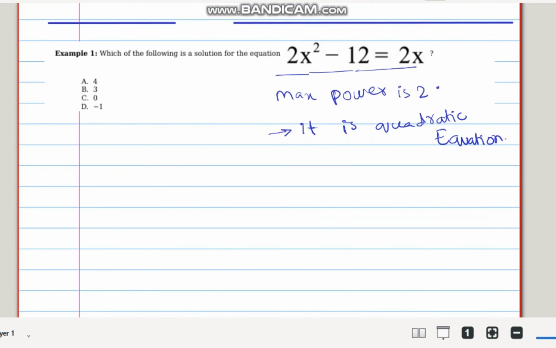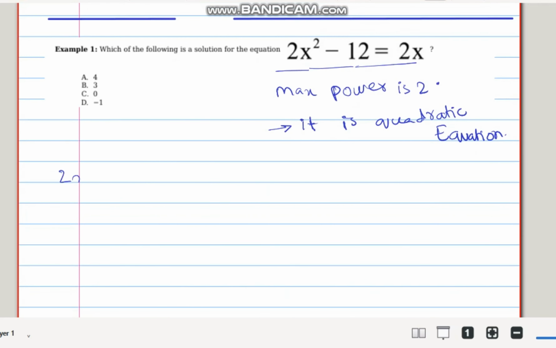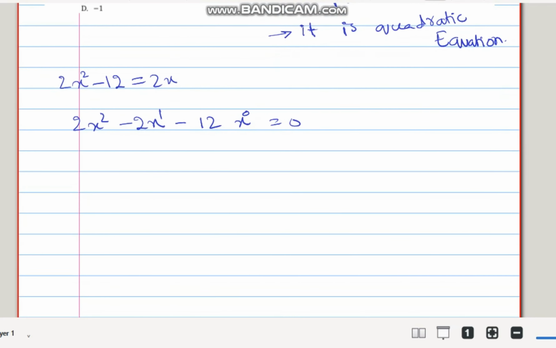Now let me write the equation. If you see the equation in this form, it is not the good form for a quadratic equation. Quadratic equations are generally presented in this form: 2x squared minus 2x minus 12 equals 0. I want to notice you something, it's a very important point. In the quadratic equation, I told you the general form is ax squared plus bx plus c. Here is x power 0. You don't have to write this, I am just writing it for understanding.